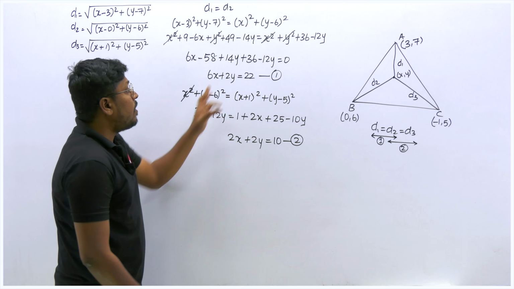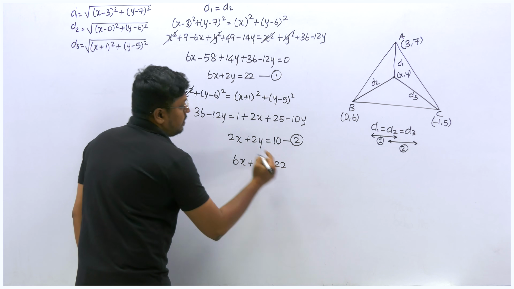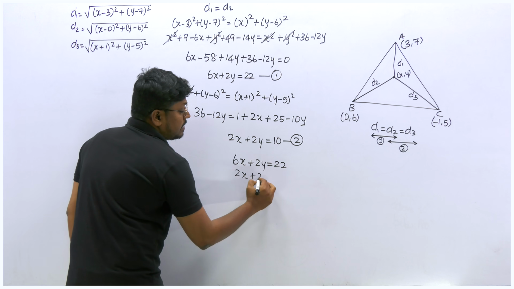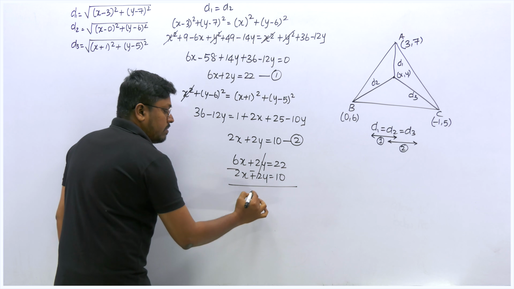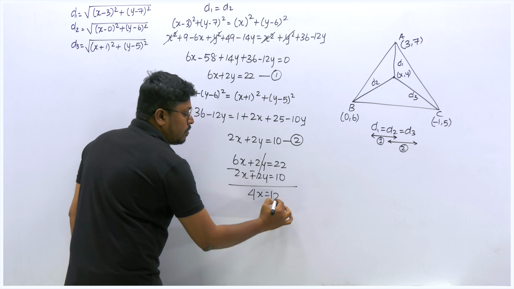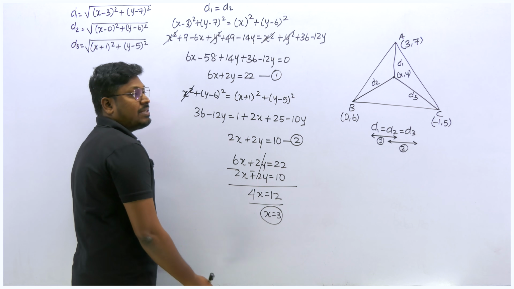Finally we got the first equation, that is 6x plus 2y is equal to 22, and the second equation 2x plus 2y is equal to 10. So solve both the equations. This will be 4x is equal to 12. So x is equal to 3. Finally we got the value of x is equal to 3.